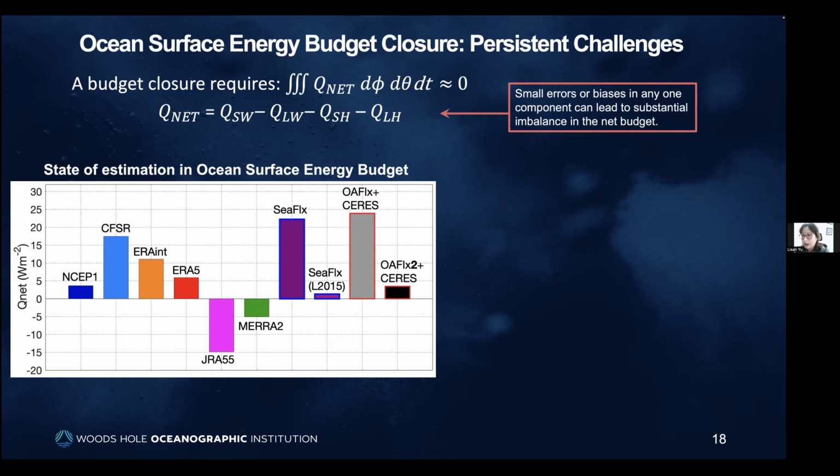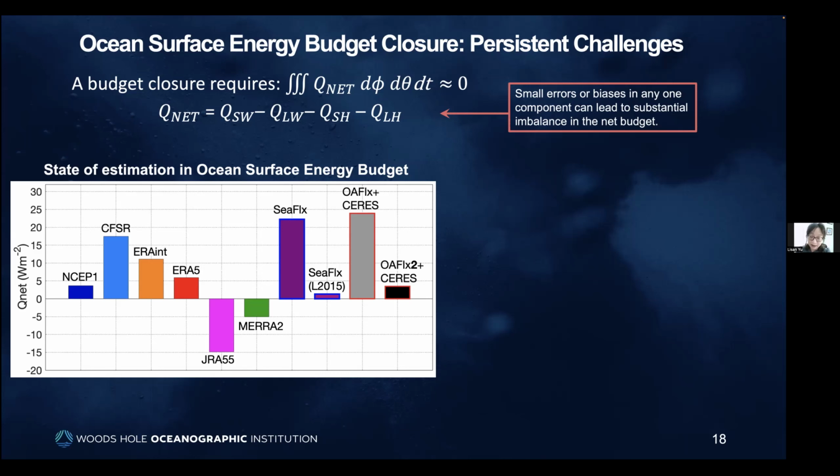And when you ask them to add up to 0 globally, that really means those large terms, when combined, cancel each other and go towards 0. And that's challenging because any small errors and biases in any one component can lead to substantial imbalance in the net budget. And the figure here shows the comparison of our versions versus Cflux and versus 6 NWP models.